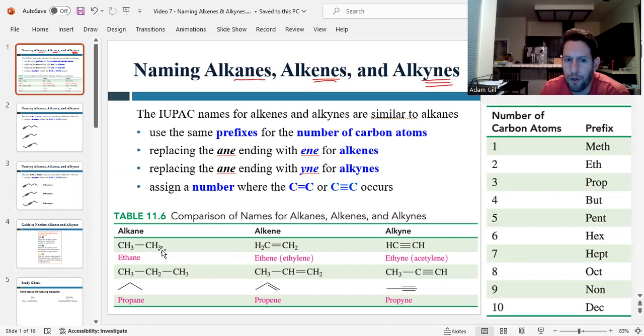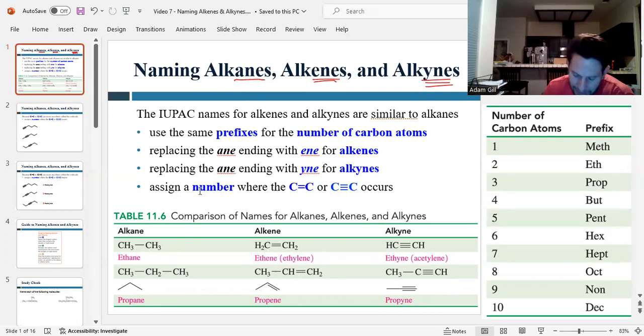So 2 carbons would be... if it's single bonds, it's ethane because it's an alkane. If there's a double bond, it would be ethene. If it's a triple bond, it would be ethyne. Or if you had 3 carbons and they were all single bonds, it would be propane. Or if there's a double bond, it's an alkene, so it's propene. Triple bond with 3 carbons is propyne because it's an alkyne.